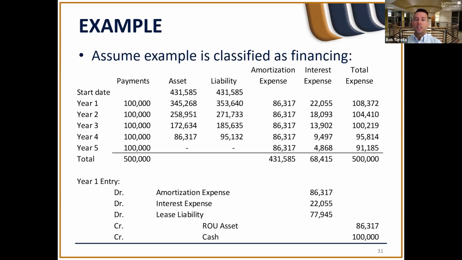So to record year 1 of your activity, you debit your amortization expense for the $86,000 and reduce your related right of use asset. You recognize your interest expense: debit interest expense for the $22,000, debit your lease liability for the principal component of $77,000, and credit the $100,000 cash you paid that year. Now the takeaway on this slide is that at the end of the day, you've made $500,000 of payments, and your total expense recognized on your income statement is $500,000. Well, you can see the fluctuation between year 1 and year 5 of your actual expense.